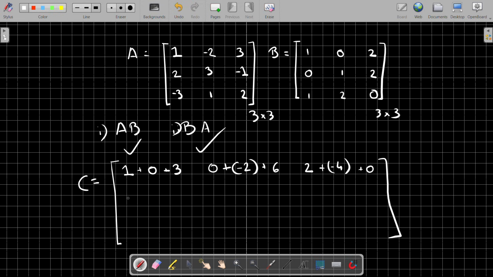Now row 2 into 1 will be 1, 2 plus 0 minus 1. I'm just omitting that final step. 2 into 0 will be 0 plus 3 minus 2, and this will be 4 plus 6 plus 0. The final term will be minus 3 plus 0 plus 2.